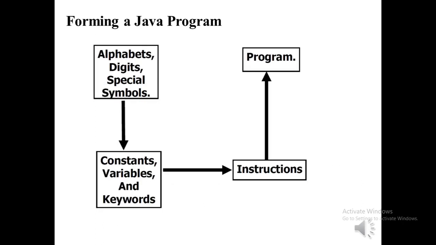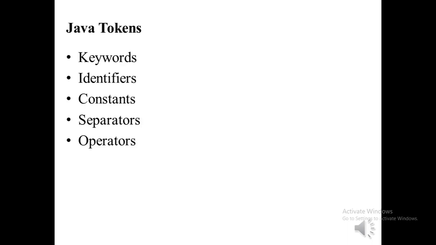Now we are going to see how a Java program gets formed. Alphabets, digits and special symbols are used. By using these we derive constants, variables and keywords. With the help of constants, variables and keywords, instructions are written in a Java program, and a number of instructions form a single Java program. In Java, some tokens are defined.